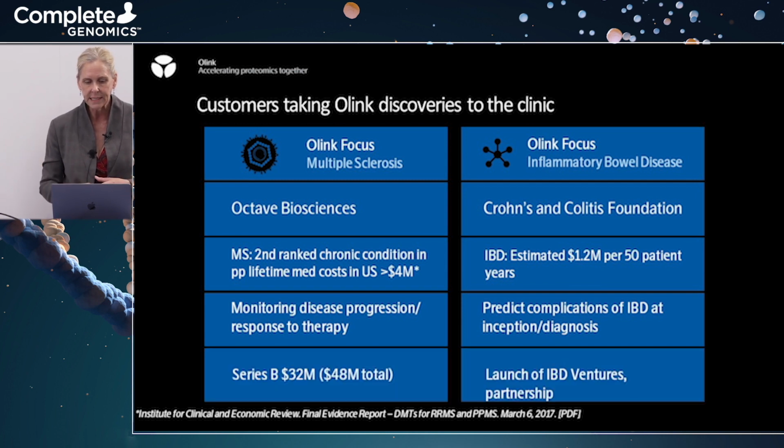Both of these I like as examples because they both have a path to the clinic. On the left, Octave just closed its latest series, actually it was about 6 months ago, that they closed their series of funding for taking this to the clinic. They're the furthest along, so my next slide is about that clinical validation that was done by an independent party. The one on the right, Crohn's and Colitis is a nonprofit foundation, so they launched an IBD Ventures arm, and they've partnered with a diagnostic company in order to take this to the clinic. I like it when there's actually a path, right? Because it does take money to get through that clinical utility.